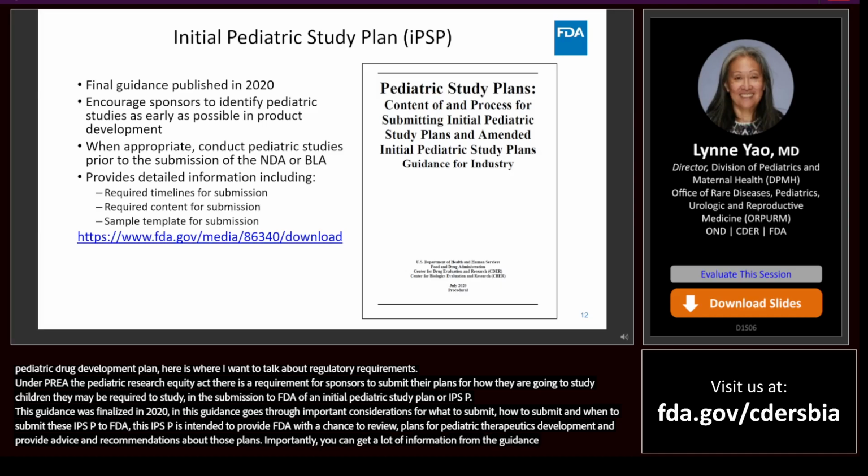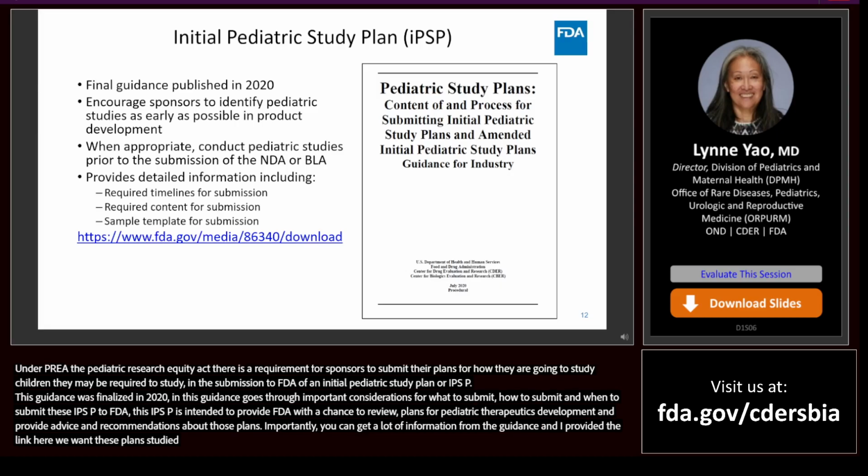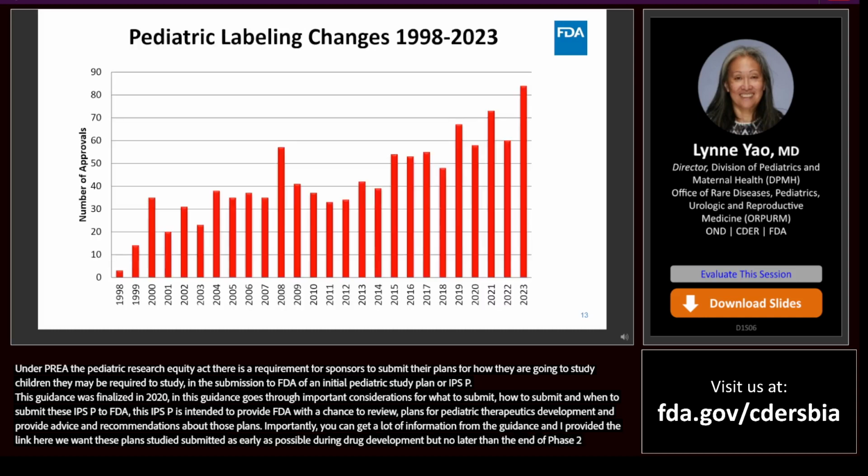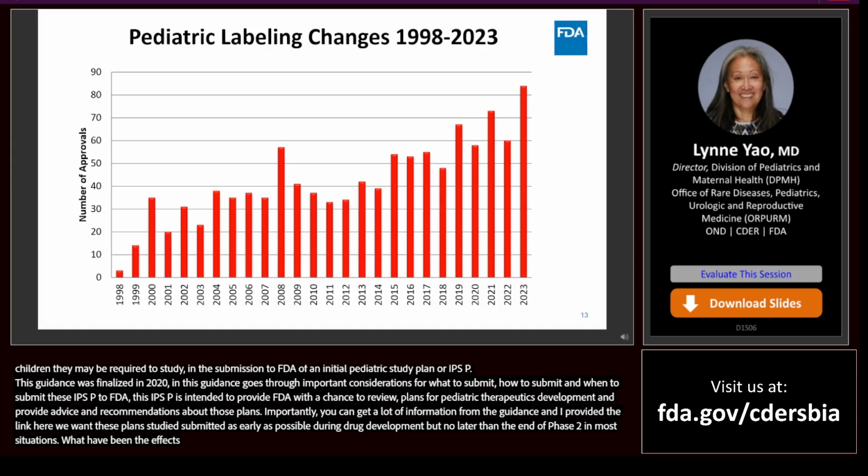But we want these plans submitted as early as possible during drug development, but certainly no later than the end of phase 2 in most situations. So what have been the effects of BPCA and PREA over the last almost 25 years now? And as you can see here, again, prior to the late 1990s, almost no drugs had pediatric-specific labeling.